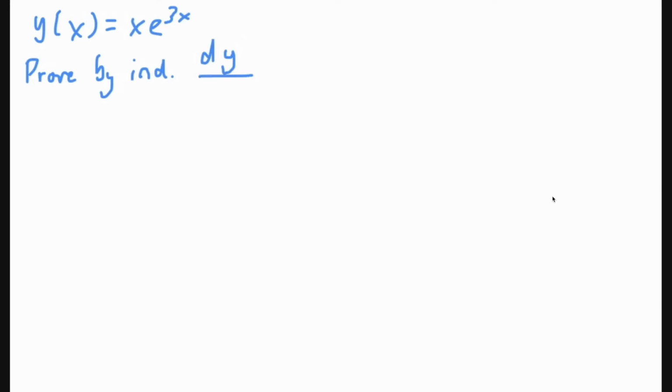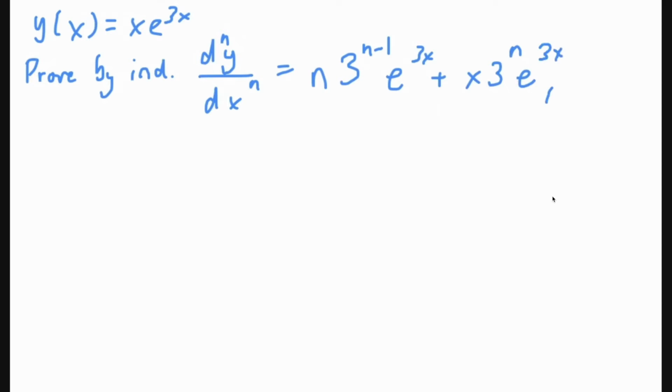The nth derivative of y with respect to x is equal to the expression n times 3 to the n minus 1 times e to the 3x plus x times 3 to the n times e to the 3x, where n is a positive integer, and x and y are any real numbers.